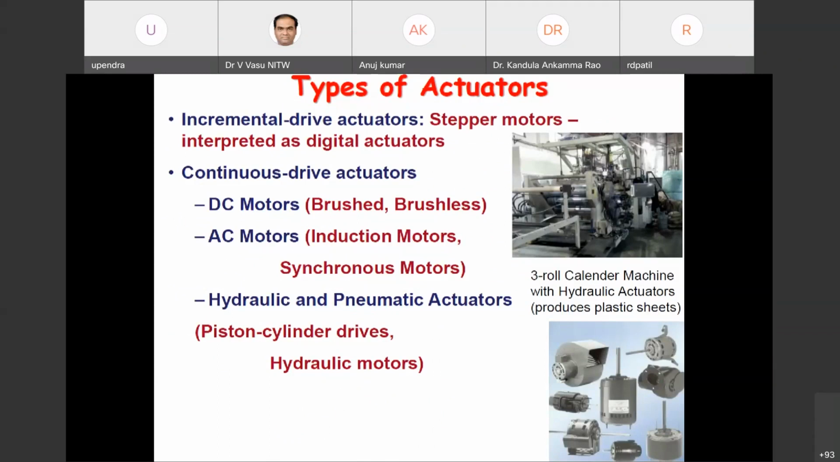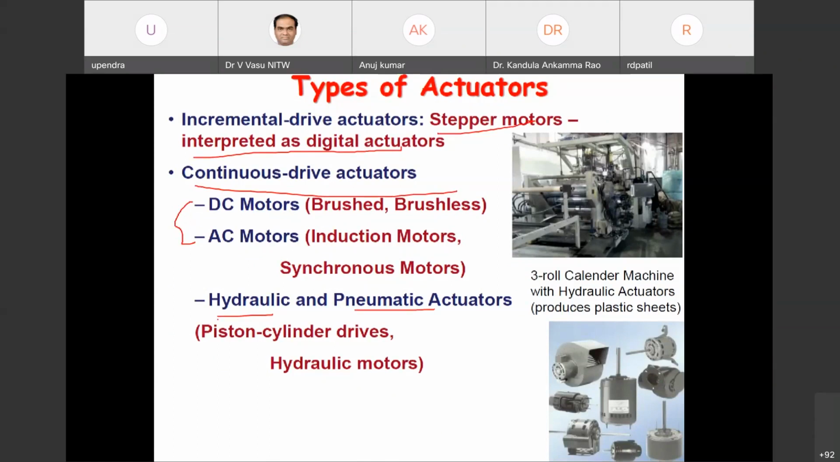The incremental actuators mainly used are the stepper motors. For the continuous actuators, we have three different types. The electrical actuators, and then we have pneumatic and hydraulic actuators.